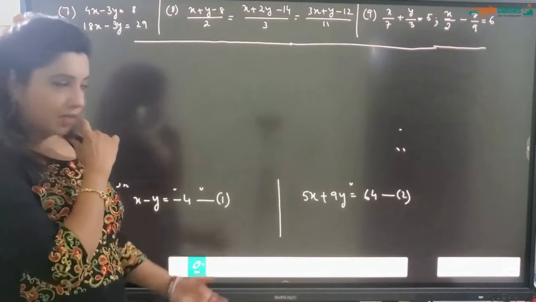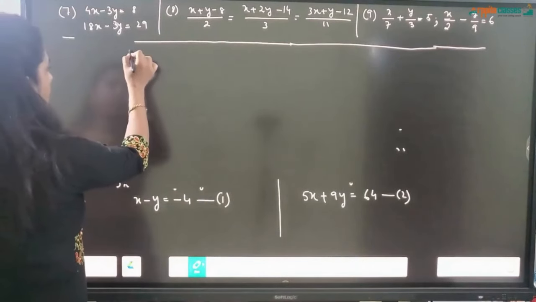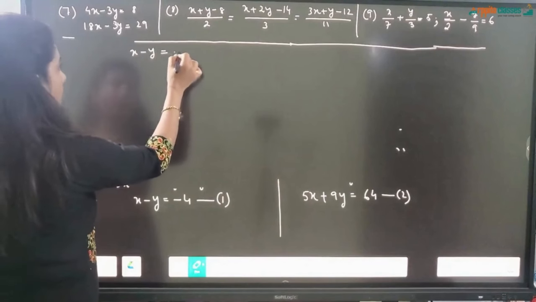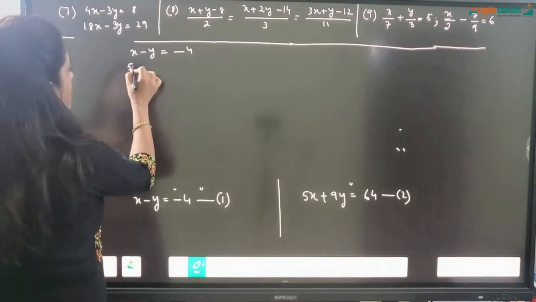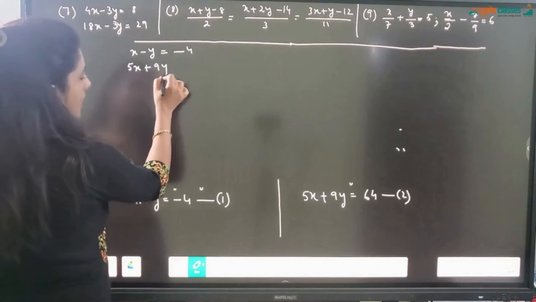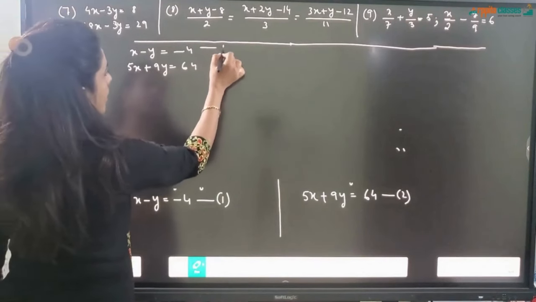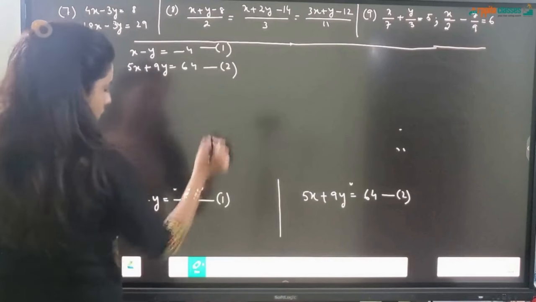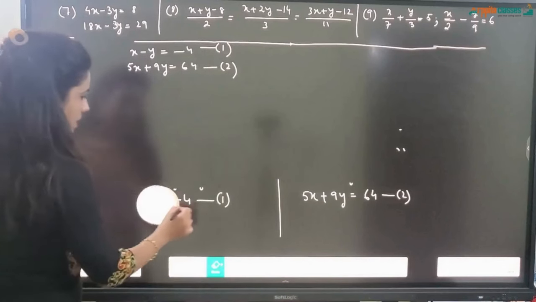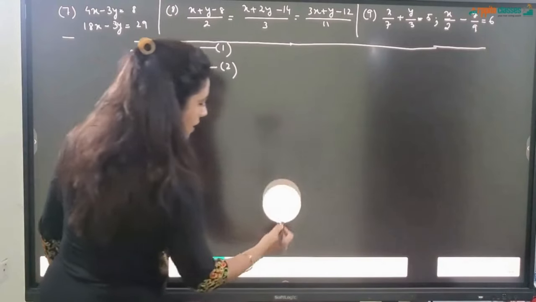Okay, so I only need these two equations now. One is x - y = -4 and the other one is 5x + 9y = 64. This is my equation 1 and this is my equation 2. The rest of the parts can get erased. This is not required anymore.